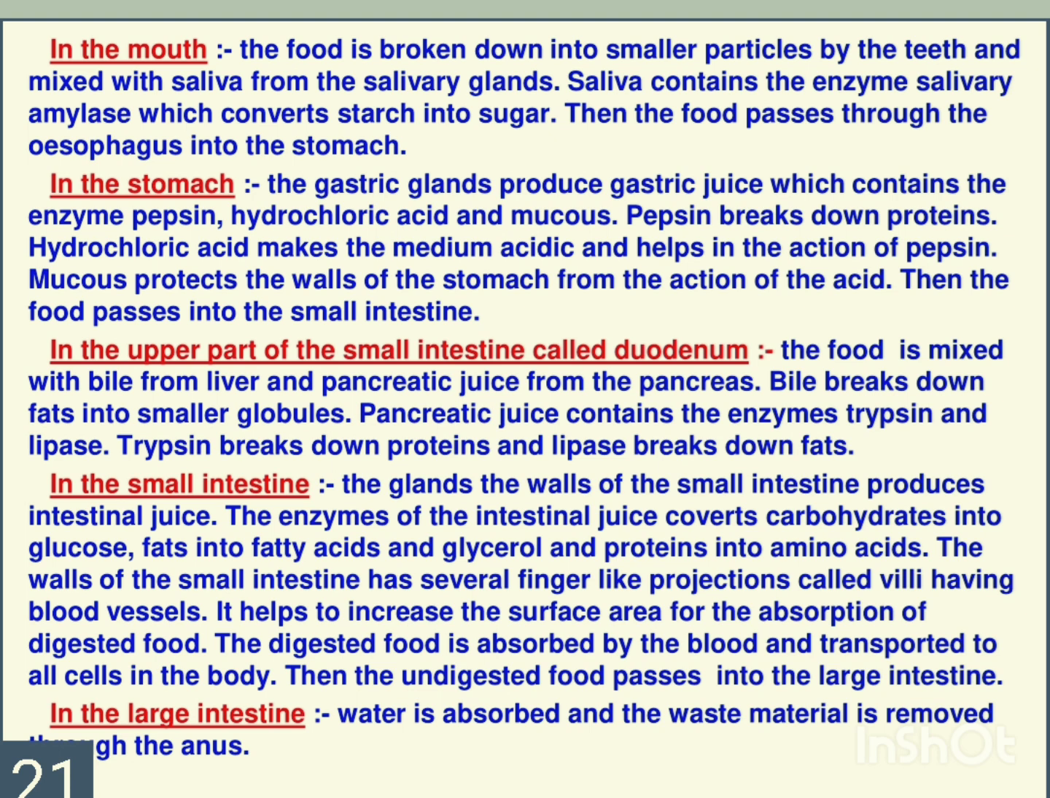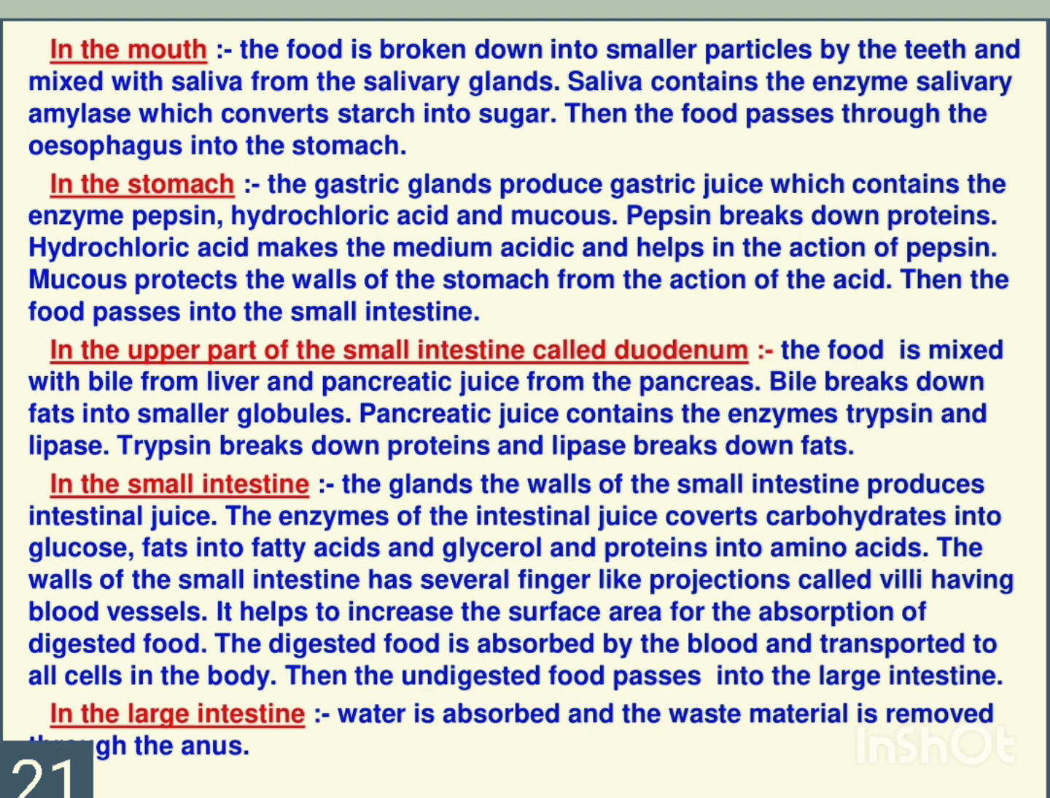Then mucus, what does it do? It will cover the walls of the stomach. If hydrochloric acid is released, that acid should not affect any part of the stomach. So mucus will make a lining to protect the wall of the stomach from the acidic medium. Then it passes into the small intestine. In the small intestine, what will happen? The upper part of the small intestine, we call it the duodenum. There the food is mixed with the bile from the liver and pancreatic juice from the pancreas.